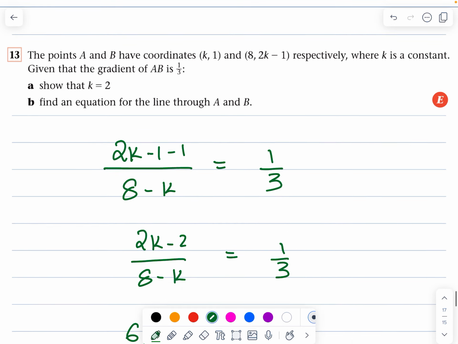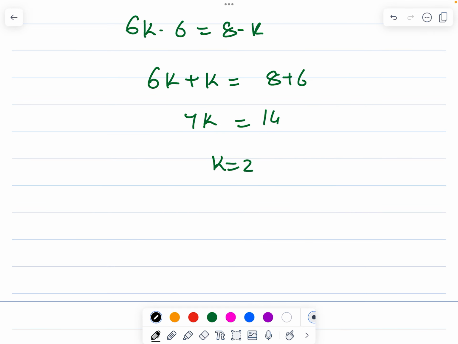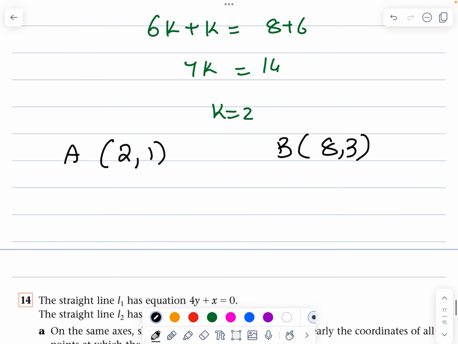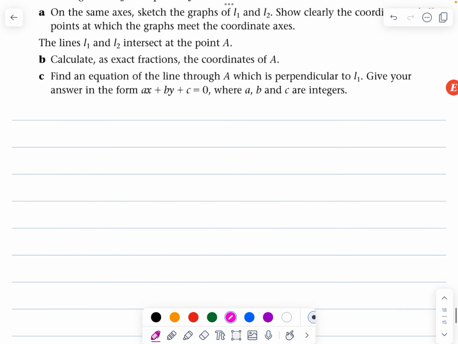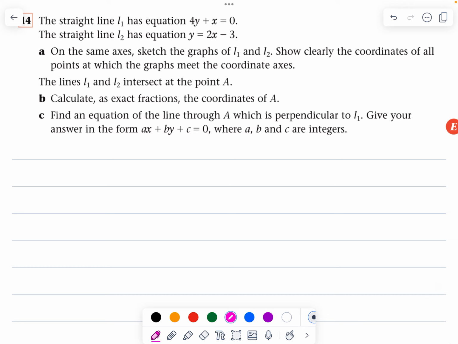Find the equation of the line. Now the points will become A 2 comma 1 and B 8 comma 3 when I plug in k values. Now I am going to find the gradient, y2 minus y1 upon x2 minus x1, 2 upon 6, which is 1 upon 3. Then equation will be y minus y1 equals m times x minus x1. Then minus 2 upon 3 plus 1. Simplify that, you should be getting 1 upon 3 x plus 1 upon 3. Question number 14. Sketch the lines.